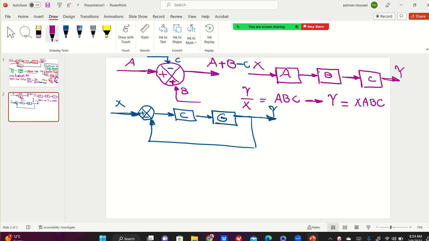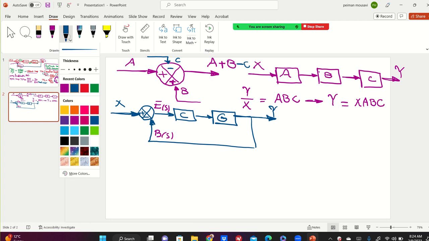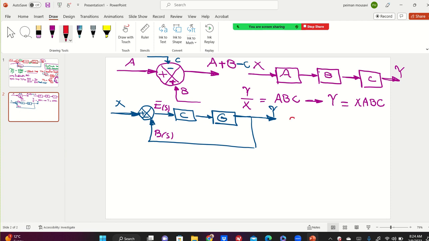Based on whatever I taught you, here is the error signal E of S. Here is B of S, or Y, because it's unity feedback. Now, based on the definition, the closed loop transfer function, as I'm summarizing, is Y of S over X of S. Okay, good. You see that this is the terminology.